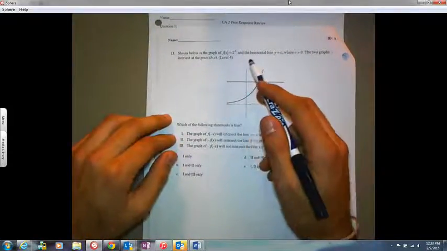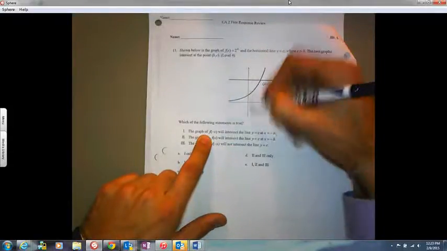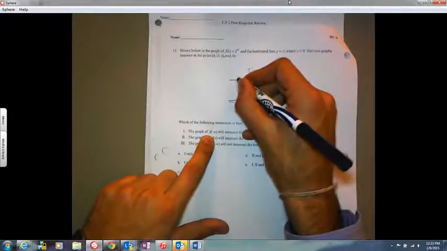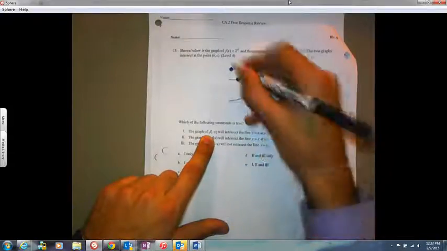Okay, so here we have this graph of 2 to the x, and they're saying the graph of f of negative x will intersect the line y equals c, which they've already drawn at x equals negative b. So f of negative x is a reflection across the y-axis, because this means the x values are multiplied by negative 1. So instead of being here, we are here. Instead of being here, we are here. Instead of being here, we're here, so the graph looks something like this.